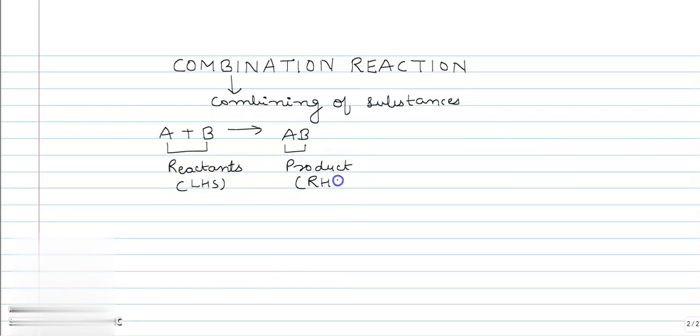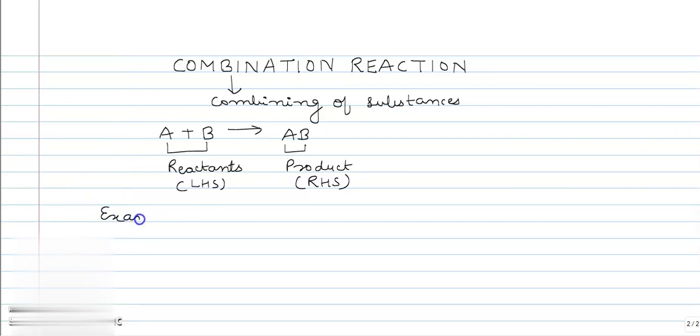right hand side. Now combination reaction, I'm repeating it again, is a reaction in which two or more substances combine together to form a single substance. I'll give you many examples. I'll start with the first example in which carbon burns in oxygen to form a gaseous compound, carbon dioxide.